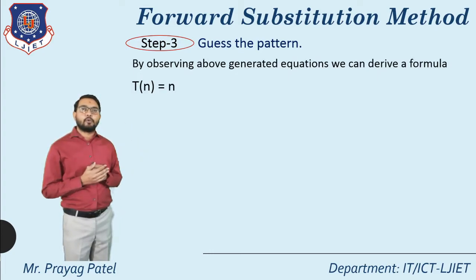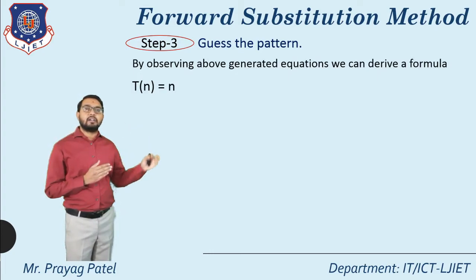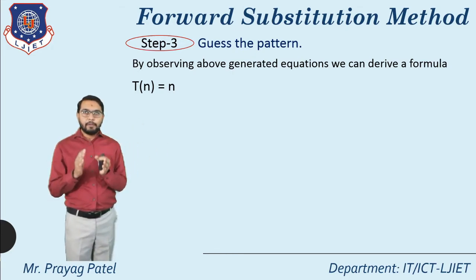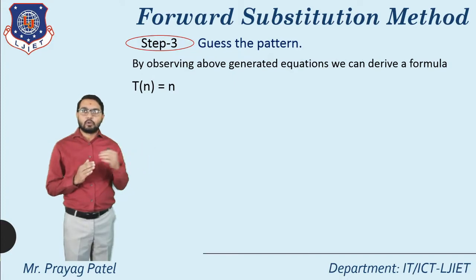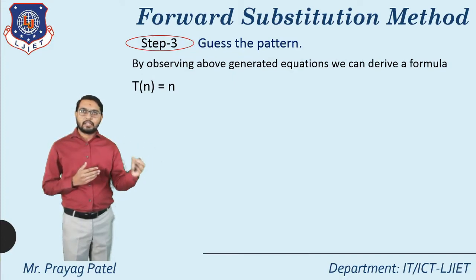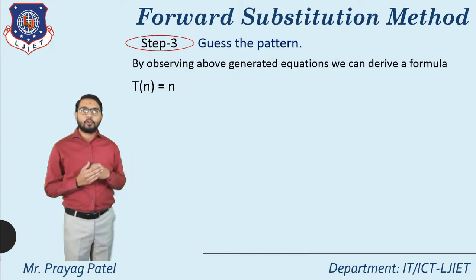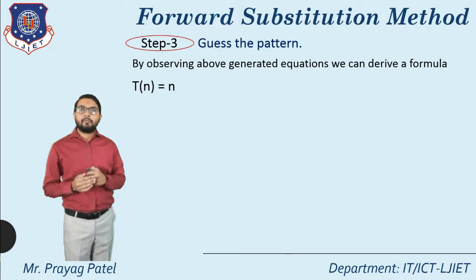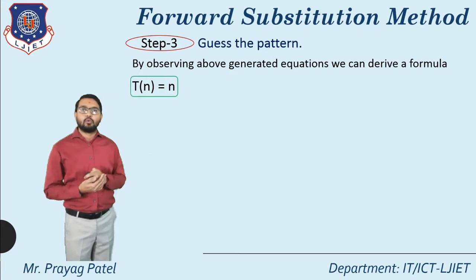By observing the above generated equations, we can derive a formula T of n equals n, because if we put the value equal to 1, then the answer equals 1. If we put value equal to 2, then the answer equals 2, then 3, then 3, 4, 4, like this. So our final formula is simply n, not n times (n plus 1) divided by 2.